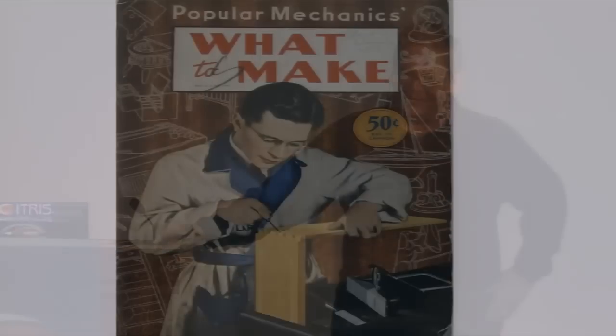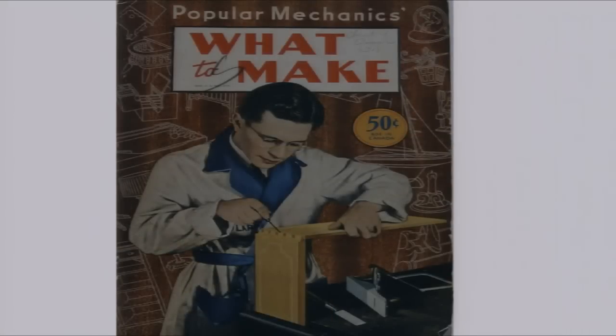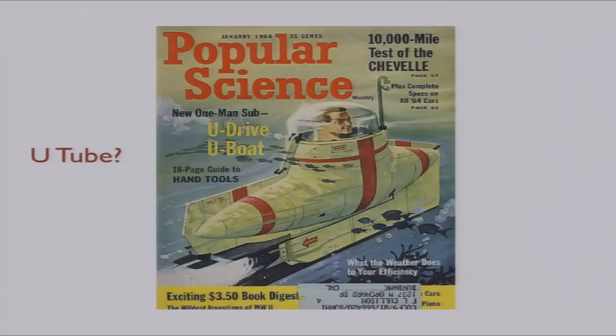This was once a more prevalent attitude in our culture. This is a 1944 copy of Popular Mechanics, What to Make. Obviously it's sort of traditional gender roles and things like that. I don't know whether that's a robe or a lab coat, I can't quite tell, but a smoking jacket kind of thing.